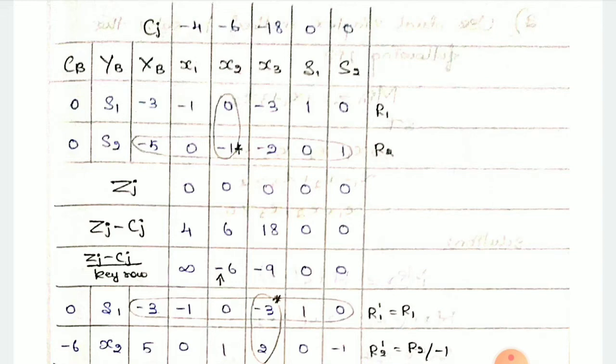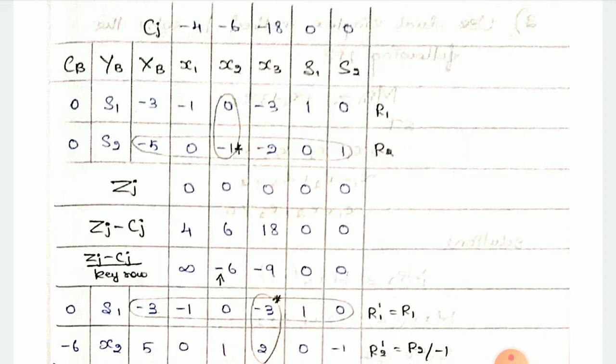The next step is to find Zj minus Cj divided by the key row values. Zj minus Cj value is 4; 4 divided by 0 is infinity. 6 divided by minus 1 is minus 6. 18 divided by minus 2 is minus 9. 0 divided by 0 is 0. 0 divided by 1 is 0. You have to omit the infinity. Among minus 6 and minus 9, we go for the least negative, which means minus 6. So this is your key column. S2 is the leaving variable, X2 is the entering variable.